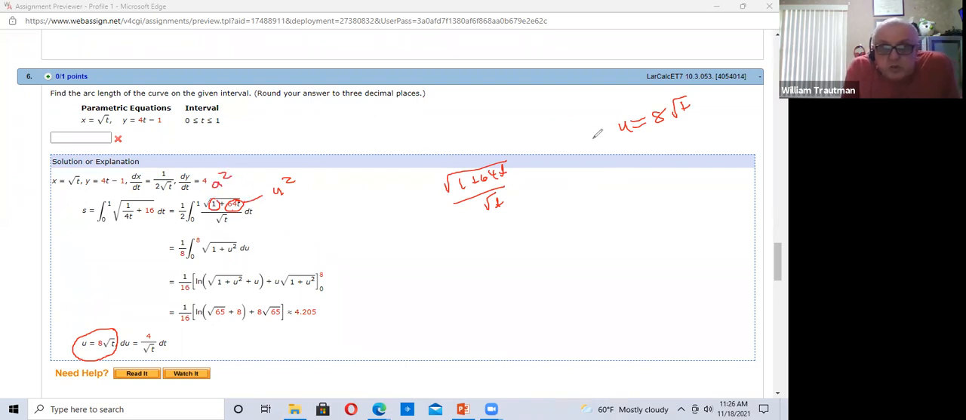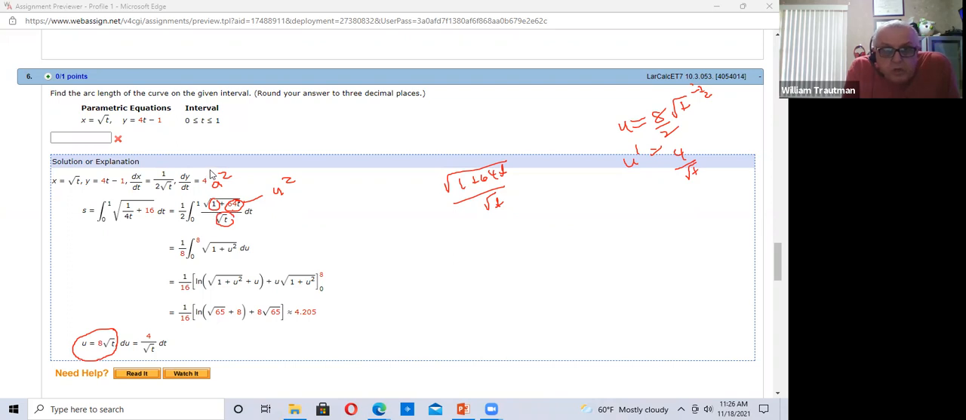And then if you look at the derivative of this, the 1/2 comes down, and then it becomes a negative 1/2. So you end up with the derivative as 4 over the square root of t. That's where they get the square root of t. That's the du right there.